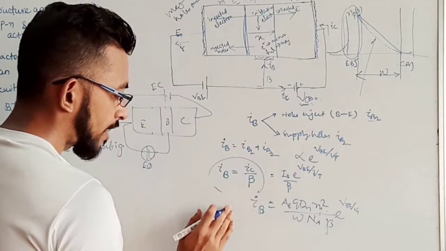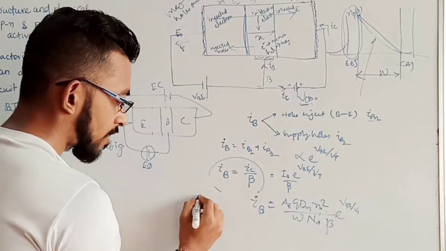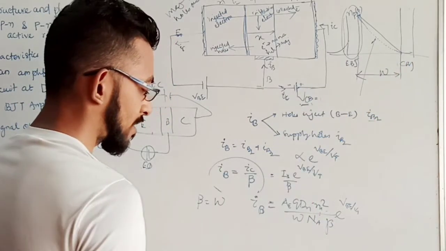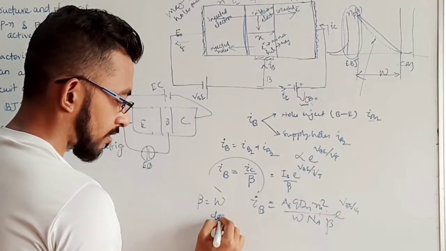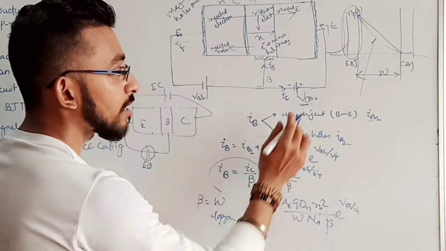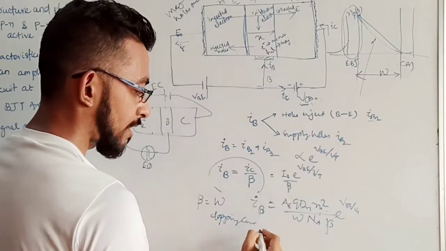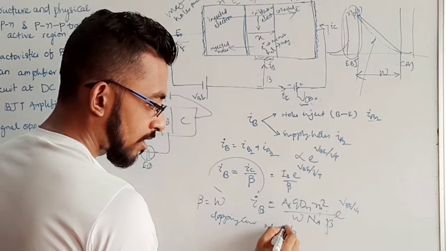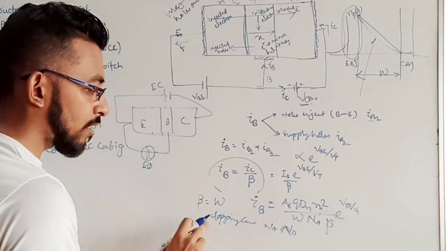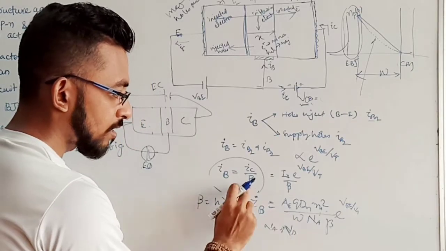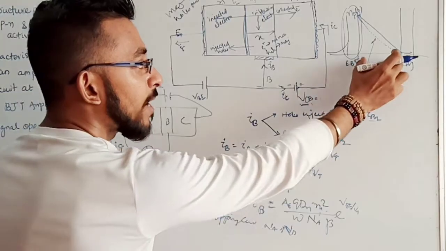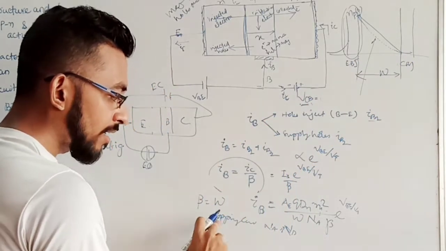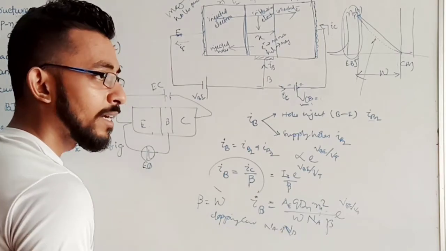Beta value depends upon two factors. What are those? This beta value depends upon the width of this base region and the doping concentration of the emitter and base, that is nothing but Na and Nd. So my beta depends upon two factors. One is the base width. What is the width of the base? Accordingly my beta will change. And the doping concentration of Na and Nd.